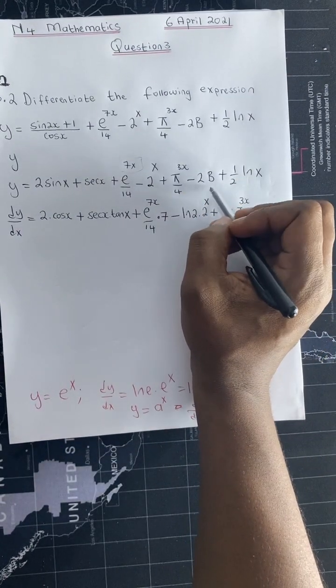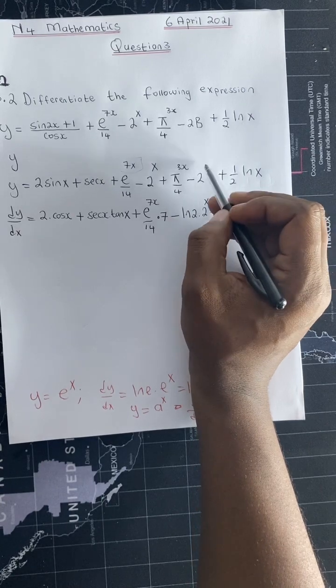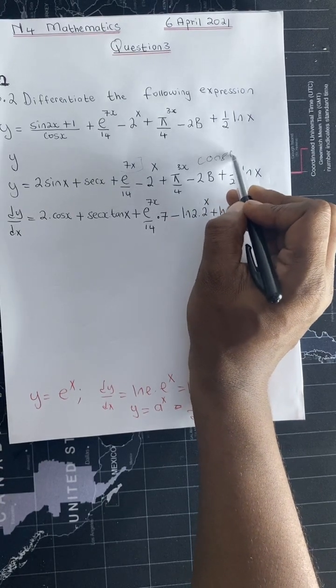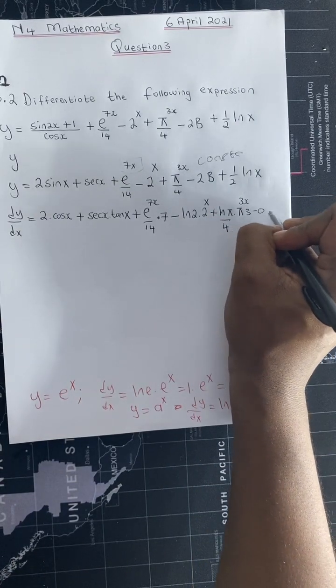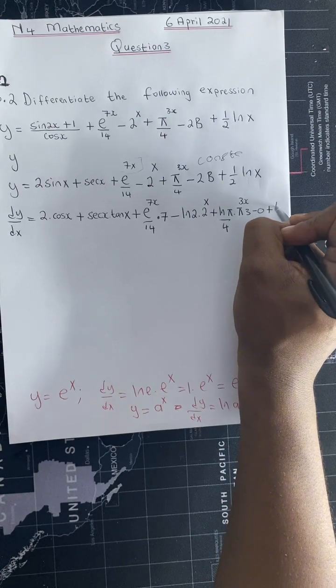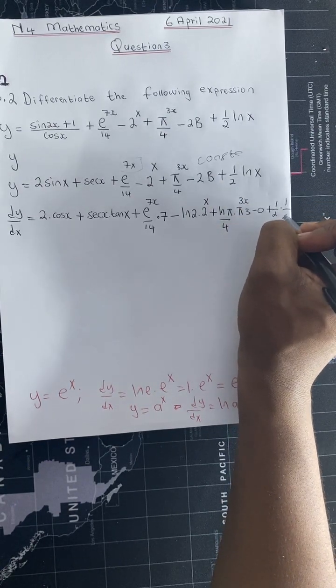The derivative of this negative 2b: this negative 2b is not attached to any x, so we treat it as a constant. So the derivative will be equal to 0, minus 0, plus 1 over 2 multiplied by the derivative of ln x, which is equal to 1 over x.